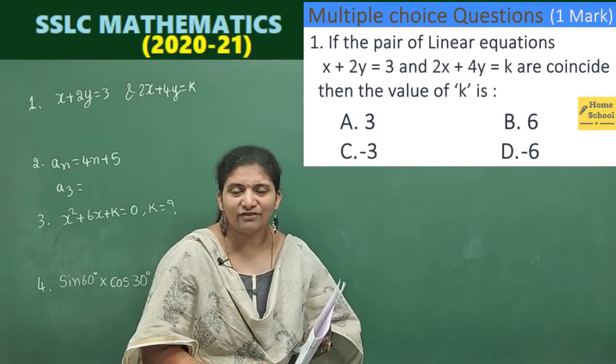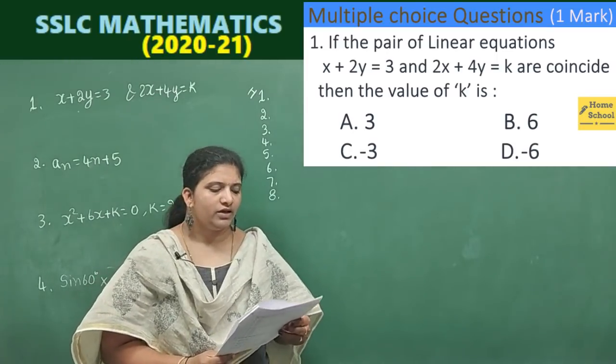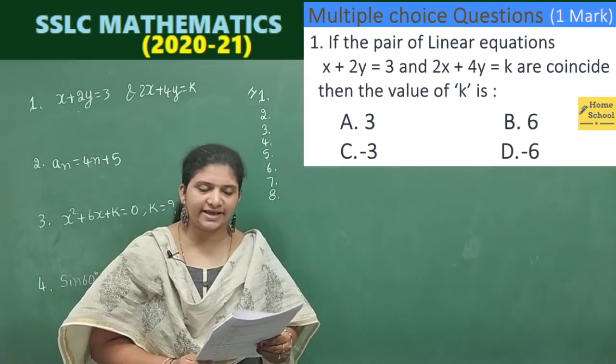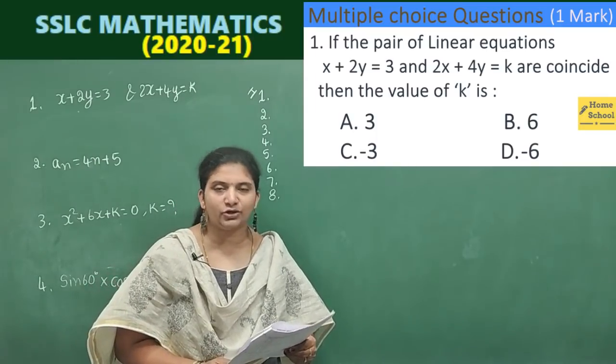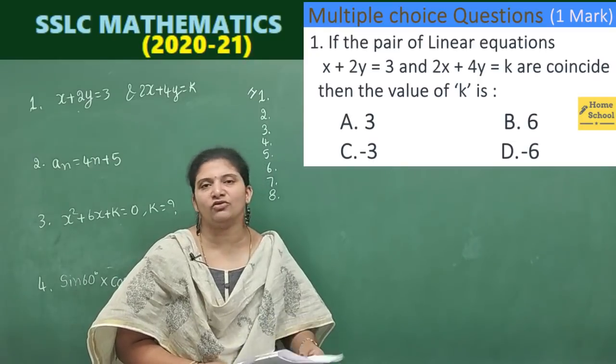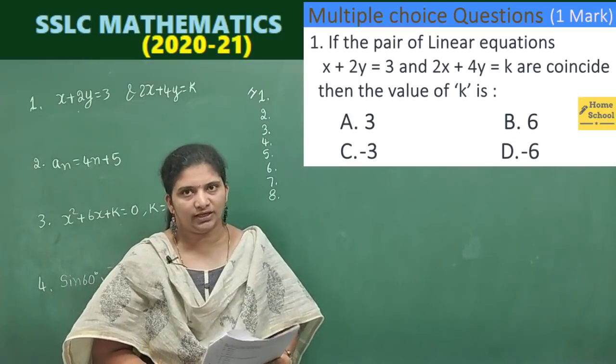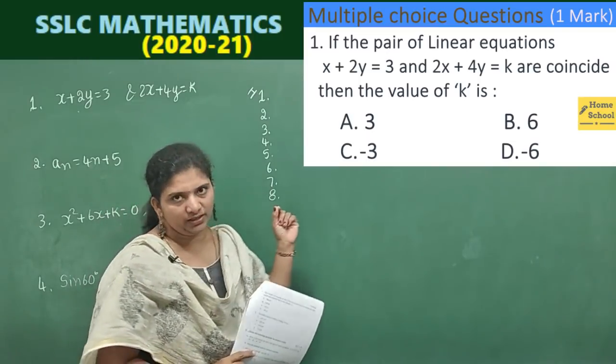Let's start quickly our first main, multiple choice questions. Our first problem: if the pair of linear equations x plus 2y is equal to 3 and 2x plus 4y is equal to k coincide, then the value of k is. Though it is a multiple choice question, we need to work a little. That working I'll do here itself.